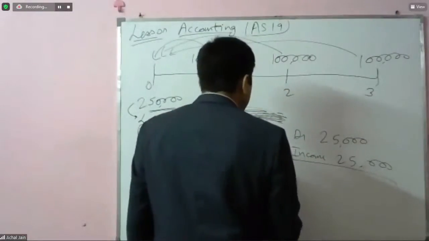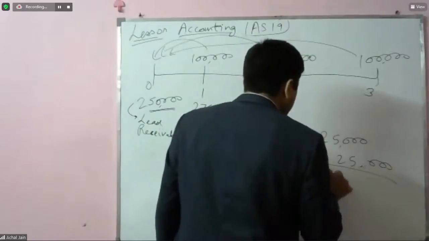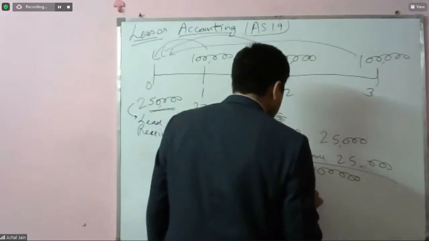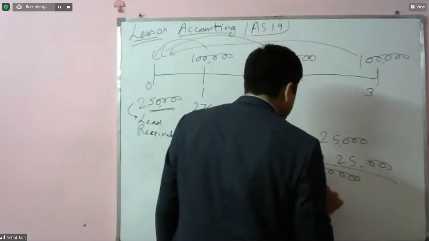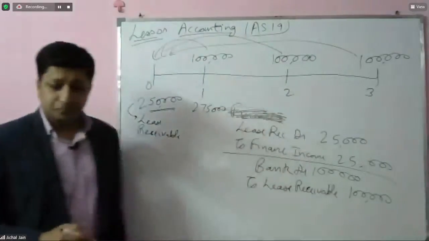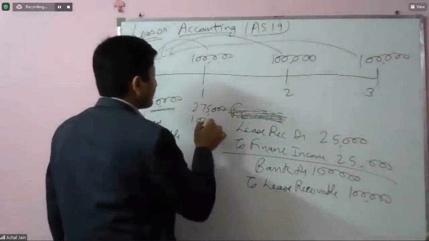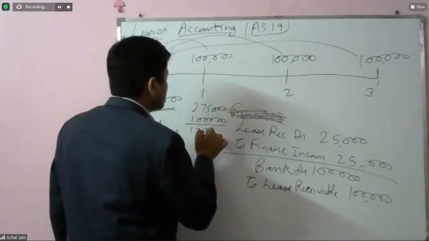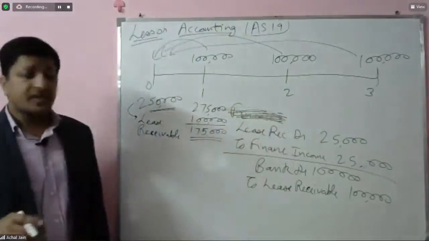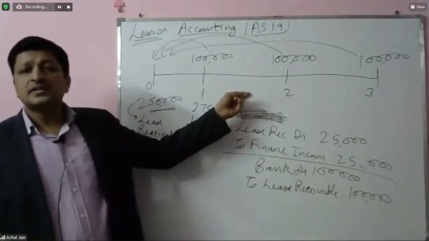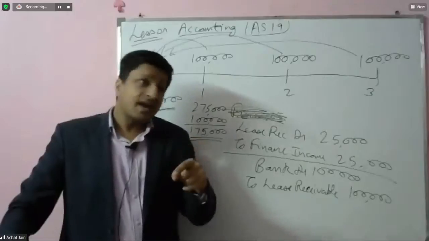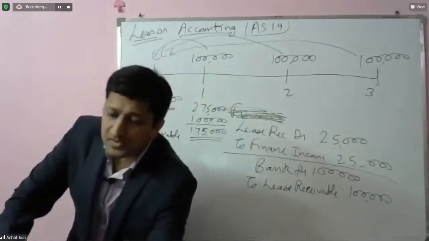And at the end of first year, lessor will also receive an installment. So the next entry will be bank debit to lease receivable, one lakh. As a result of which, this lease receivable will become 1,75,000, on which once again interest will be charged in the next year, installment will be paid. So same thing will continue such that at the end of year 3, it becomes 0.